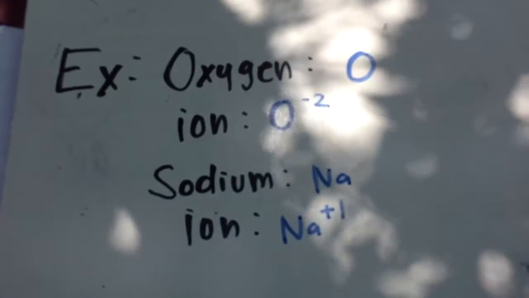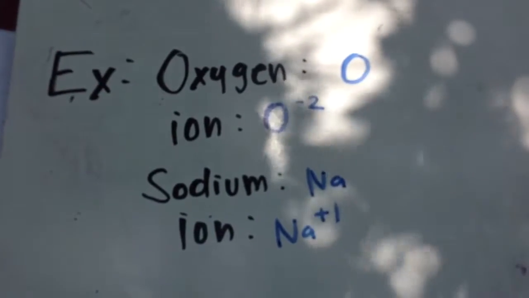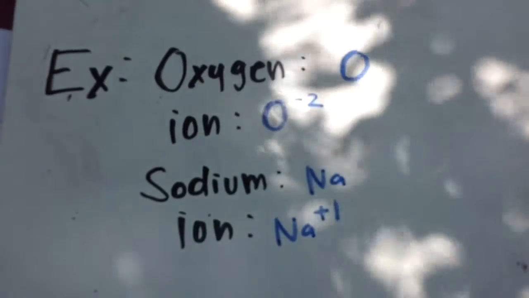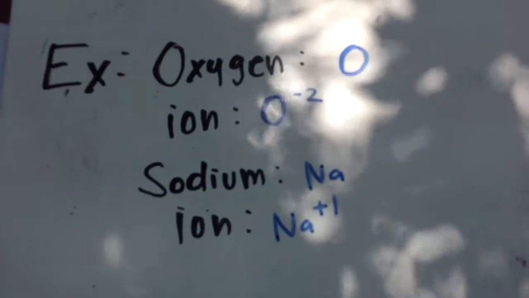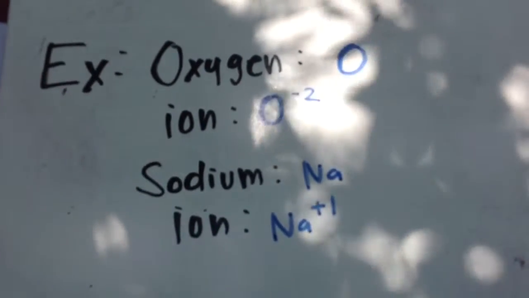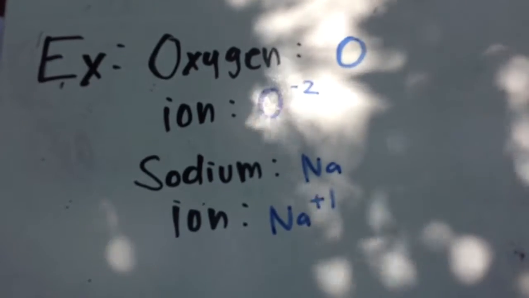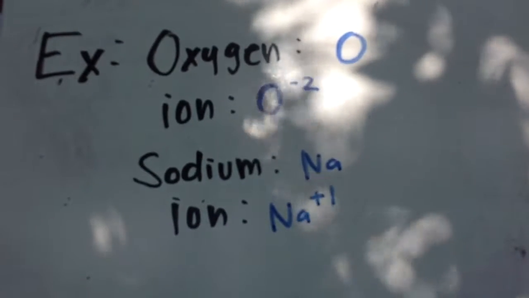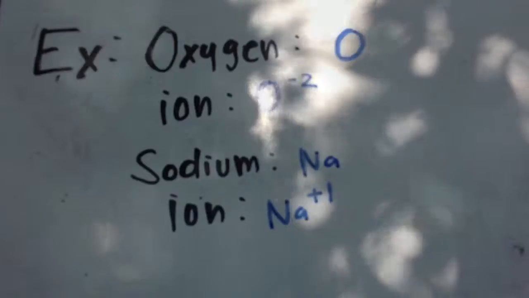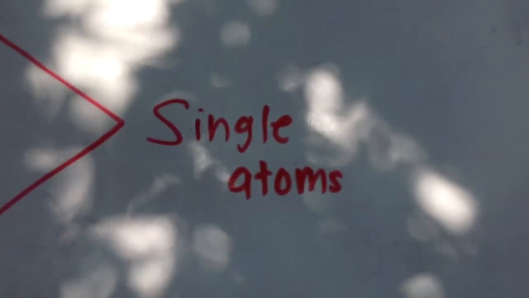Alright, so an example would be oxygen. On the periodic table its symbol is O, and the ion would be O negative 2. Sodium would be another example. Sodium's symbol on the periodic table is Na, and the ion would be Na plus 1. And these all are single atoms.